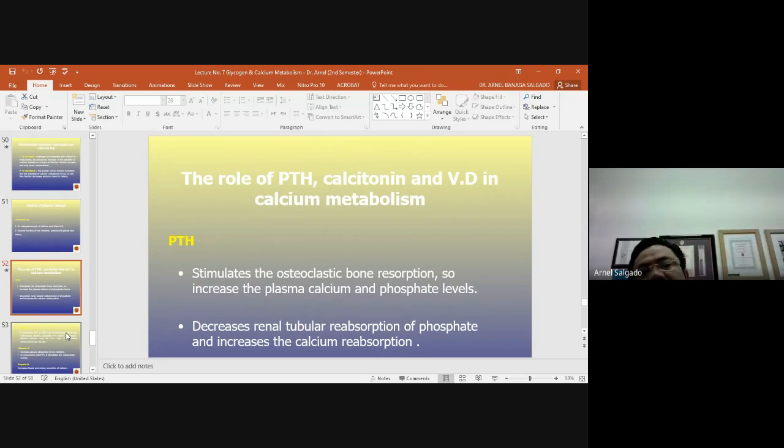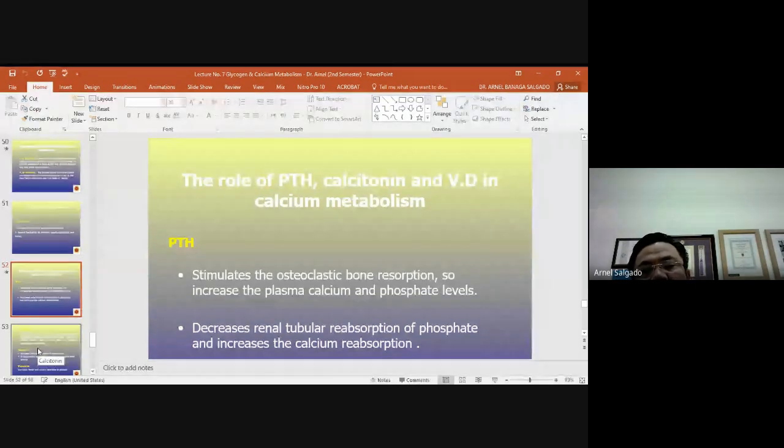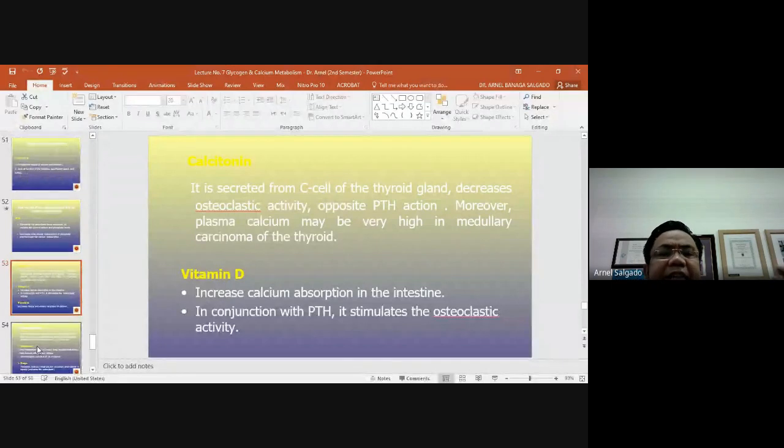Now, the role of PTH, calcitonin, and vitamin D in calcium metabolism. The PTH stimulates osteoclastic bone resorption, so it increases the plasma calcium and phosphate levels. It decreases renal tubular reabsorption of phosphate and increases calcium reabsorption. Basically, it's just like that, no?